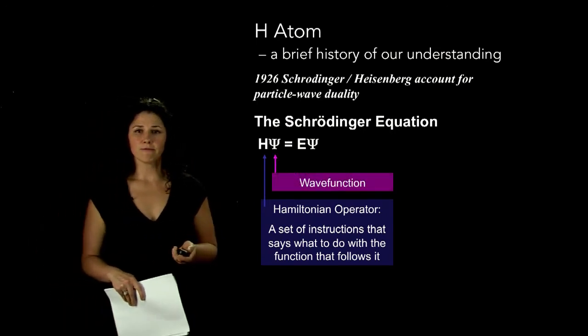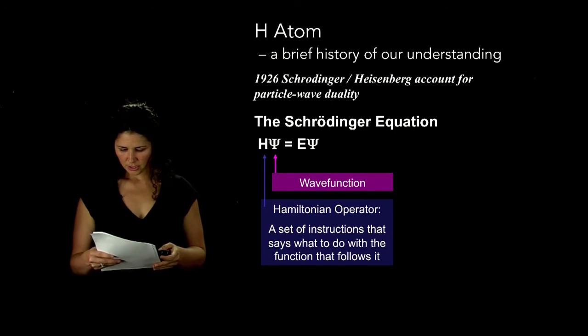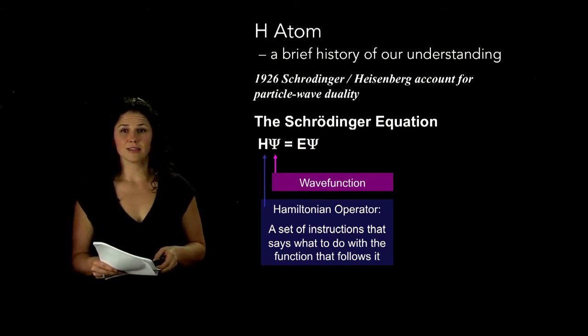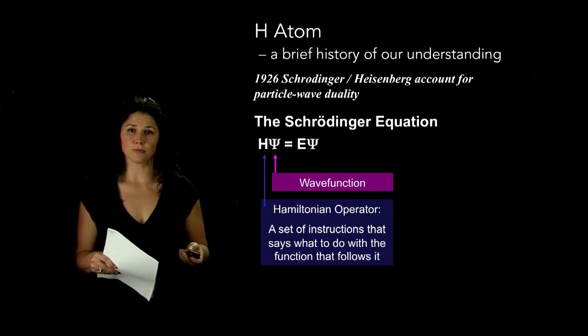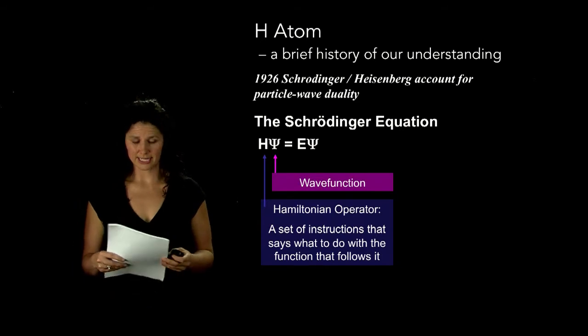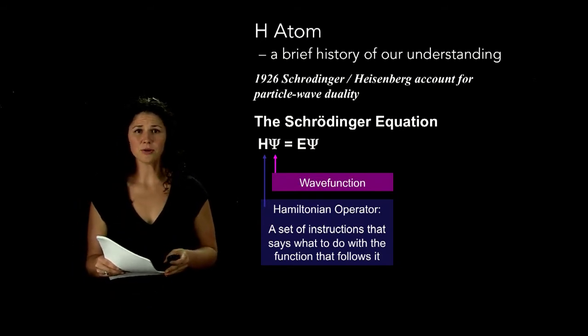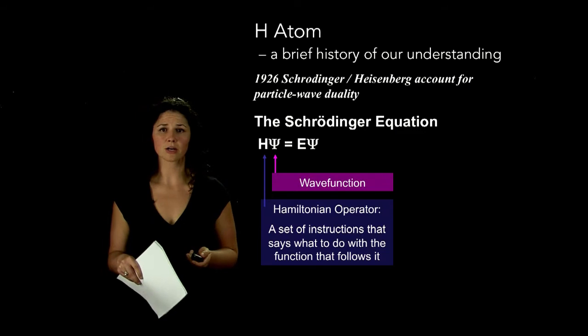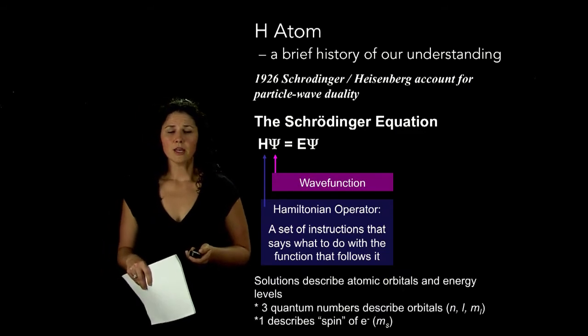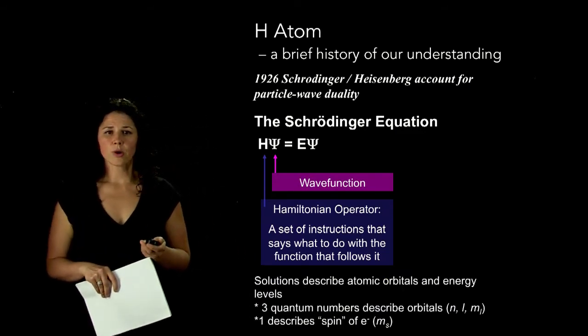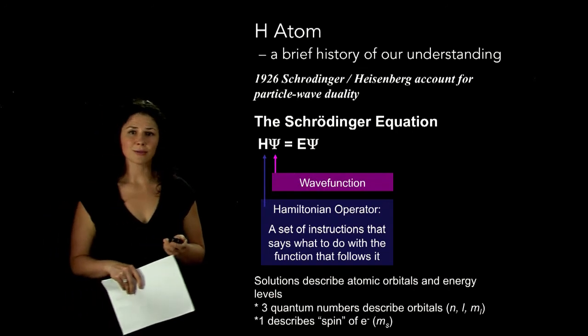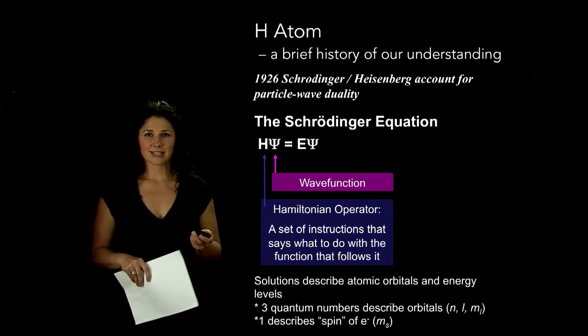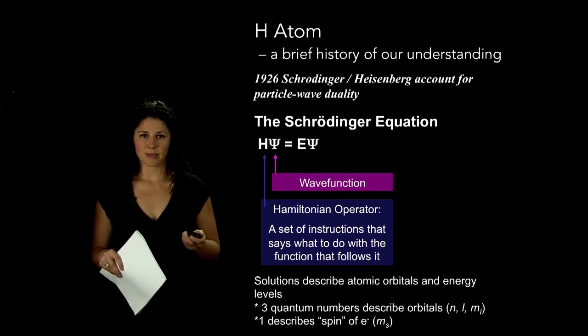And we have the wave function. The wave function ends up being the solution, or basically where the electrons are going to exist. And we also have an energy term here, and I'm going to talk about that in a moment. But the solutions to this equation describe what we know as atomic orbitals, and they tell us the allowed energy levels for an electron and the allowed regions in space.